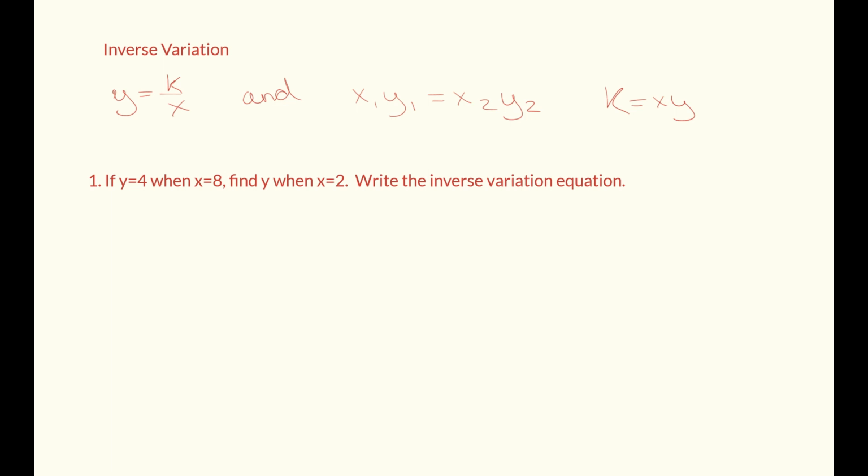Now, generally, it's easier just to use the x1, y1 equals x2, y2, but if the question asks for the inverse variation equation or the constant of variation, you have to be able to state the other two things.